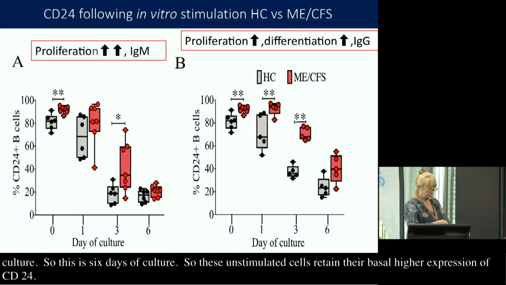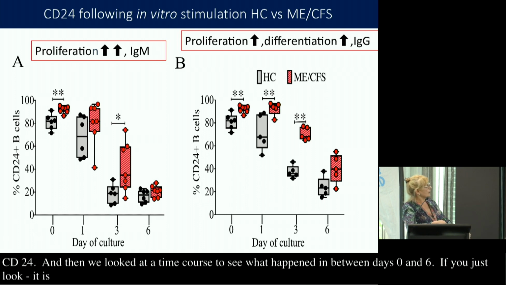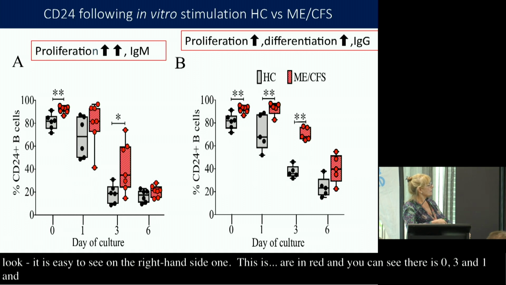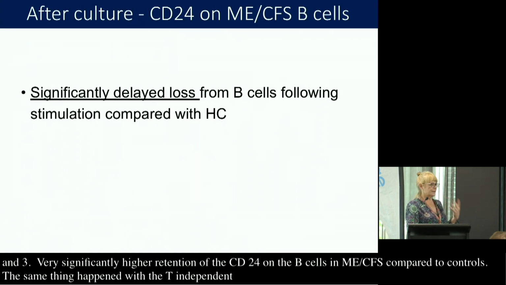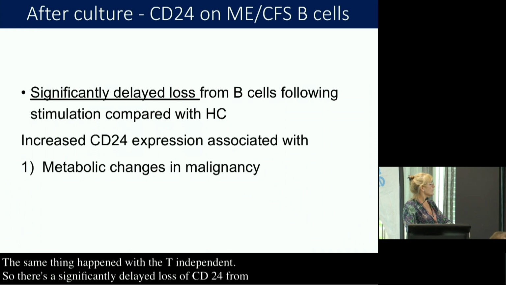And then we looked at a time course to see what happened between days 0 and 6. It's easy to see on the right-hand one, which is T-dependent stimulation. Again, the ME/CFS patients are in red, and you can see at days 1 and 3 a very significantly higher retention of CD24 on the B cells from the ME/CFS patients compared to controls. The same thing happened with the T-independent. So there's a significantly delayed loss of CD24 from the B cells compared with the healthy controls.